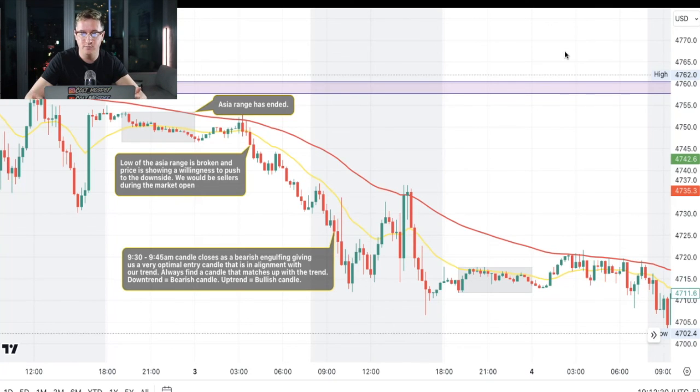So the 9:30 to 9:45 candle closes bearish engulfing, giving us a very optimal entry that is in alignment with our downtrend. Always find a candle that matches up with the trend. Downtrend equals a bearish candle, uptrend equals a bullish candle. You could take a sell right there and have your stops above the previous high and then your take profit. If you can't find a previous low on a lower time frame, go on a higher time frame and see where the previous low is, and then simply set and forget your trade. Put your alert, let it hit your take profit or stop loss, go about your day.